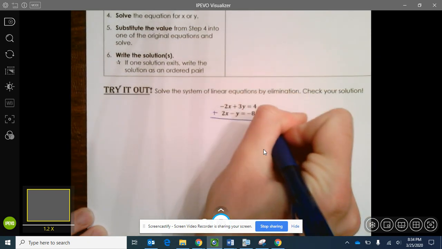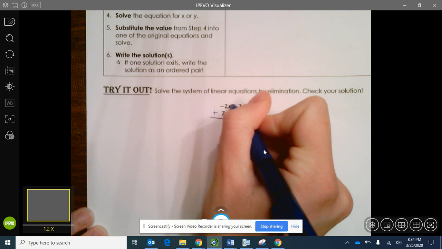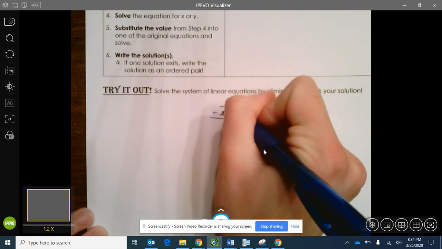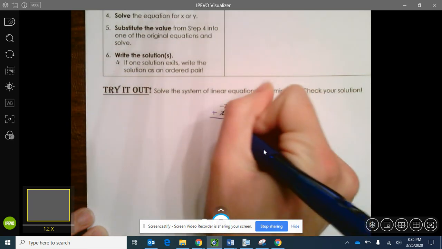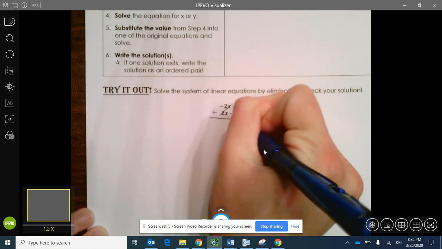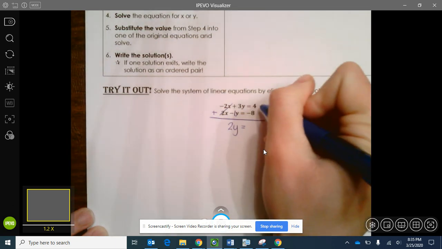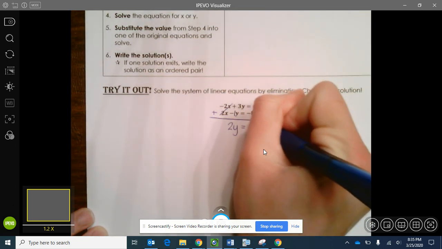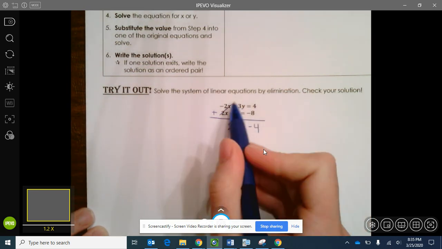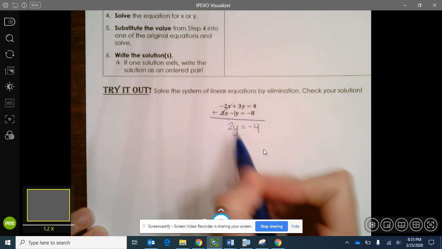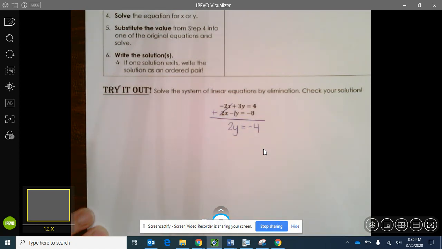So that's exactly what I'm going to do. I'm going to go ahead and add them. Negative 2x plus 2x is 0. Negative 3y plus negative 1y. So be careful. We're going to take negative 3y plus negative 1y. We get negative 4y. Bring down your equal sign. And then 4 plus negative 8 is negative 4. So just by adding these equations straight down my columns here, I get my x's to eliminate or cancel out, and now I'm left with an equation that just has one variable.